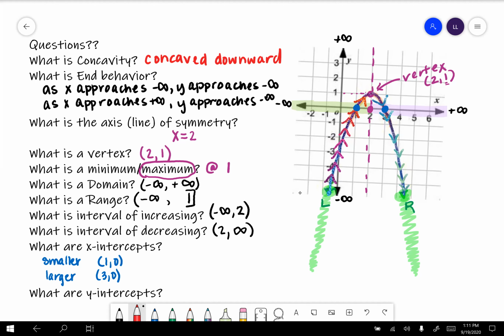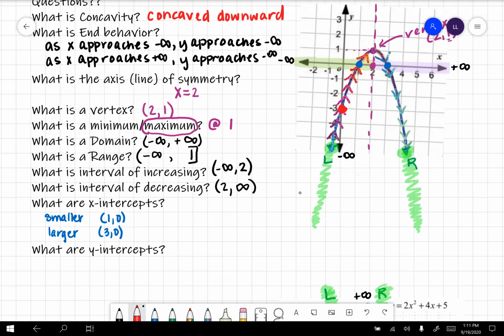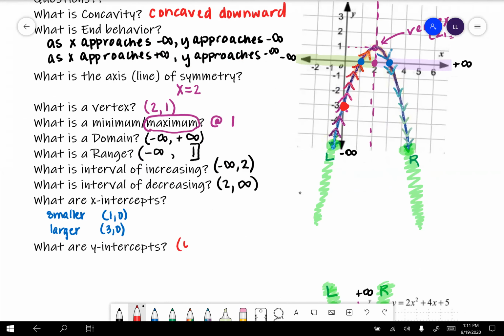Now, let's look at where it crosses the y-axis. That is what we call our y-intercept. Our y-intercept is (0, -3). Again, we write it as a point. And there goes our y-intercept.